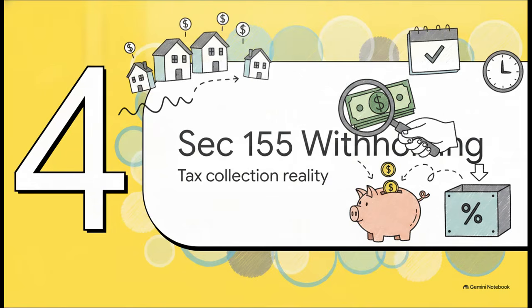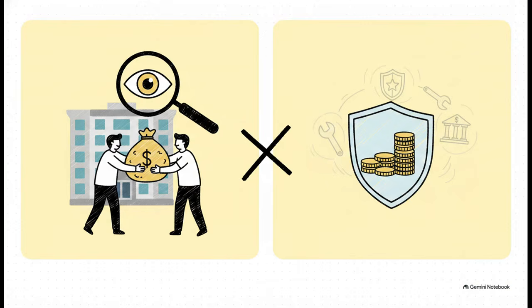Section 4, Section 155 Withholding, the tax collection reality. So, now that you know what you should owe, let's talk about the slightly messy reality of how tax is actually collected from you during the year. There is this fascinating structural mismatch built right into the system. Under Section 155 of the law, your tenant is actually required to deduct withholding tax based on the full 12 lakhs gross before they even hand you the rent. But, as we just proved using Section 15A, you only actually owe tax based on the 7.75 lakhs net.